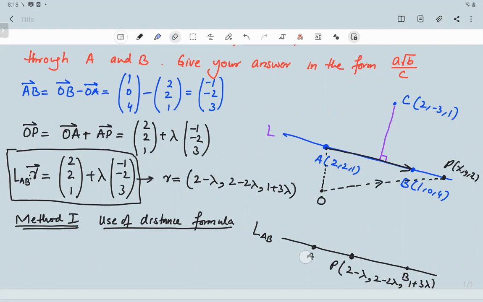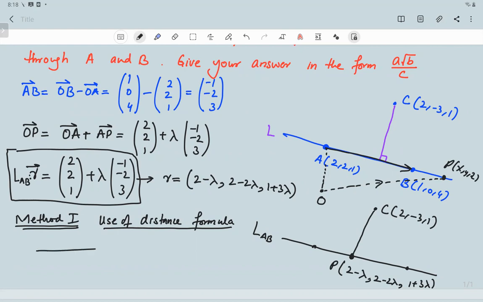I erase this point A for simplicity because I don't want this P to be confused with point A or B. Now, as the lambda changes, P moves on this line. Whereas C is over here. The distance between P and C can be calculated by using the distance formula.